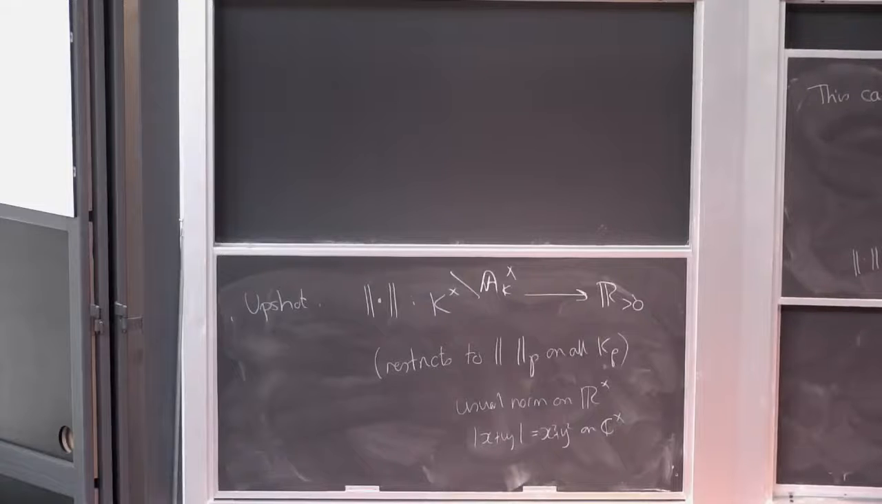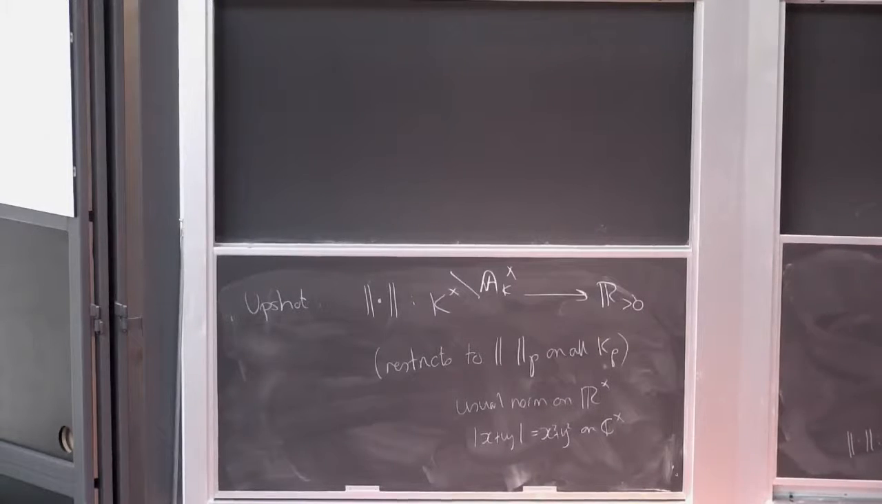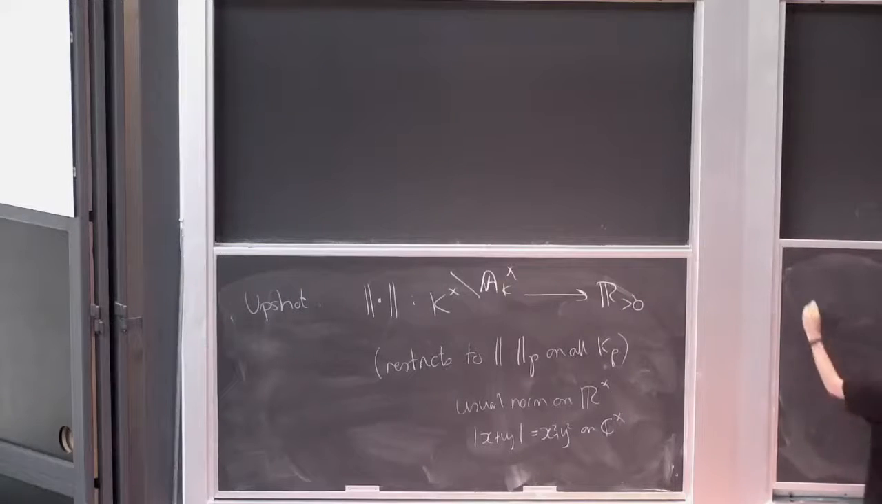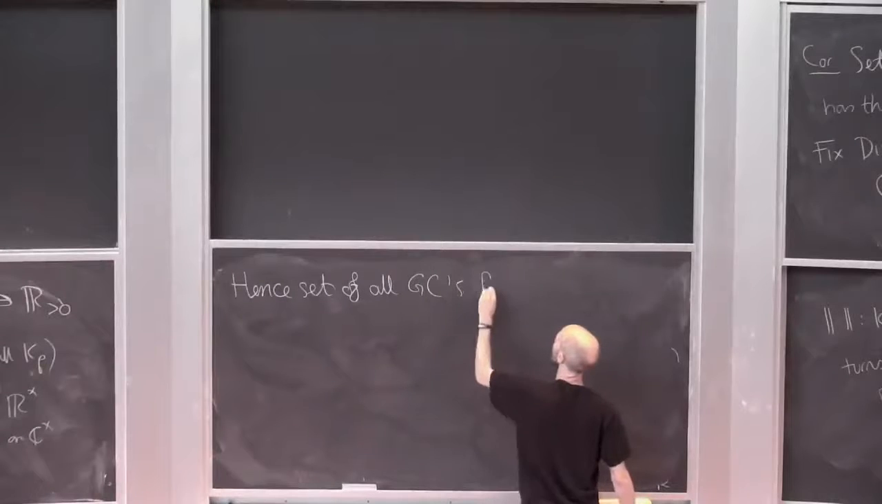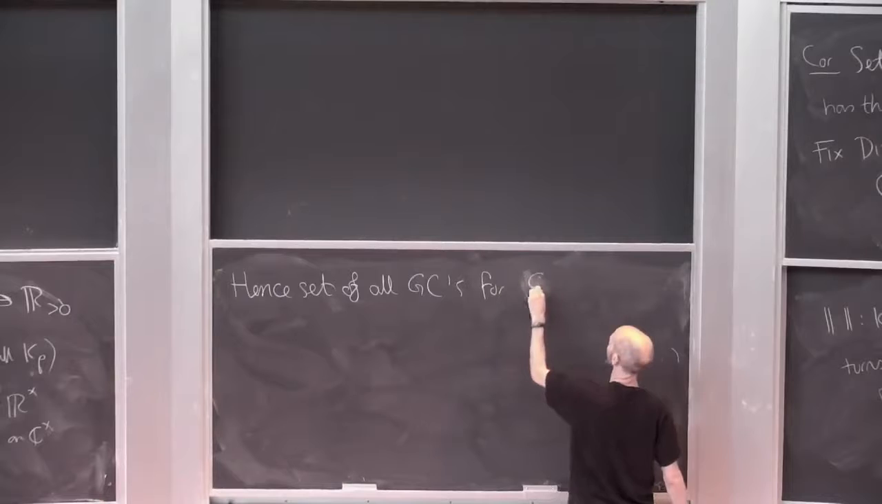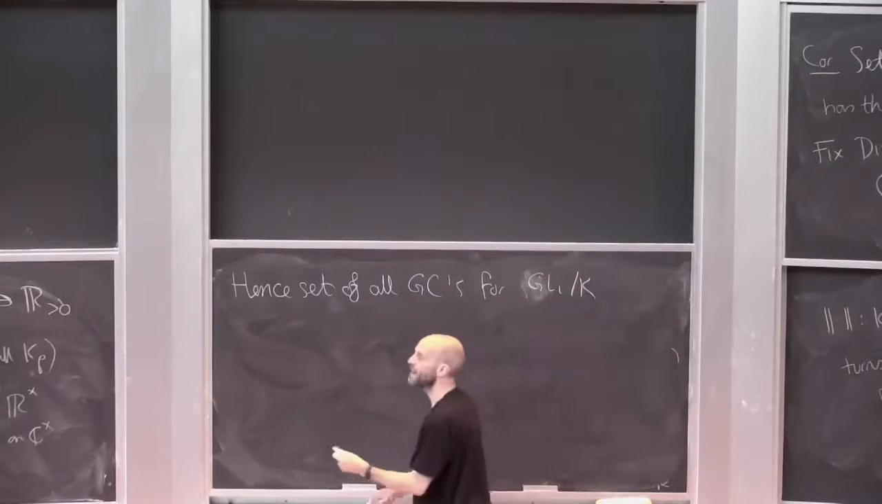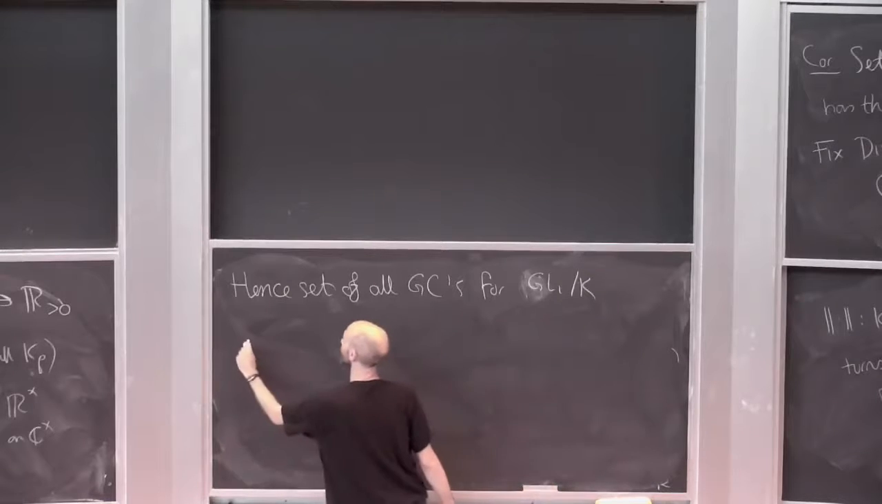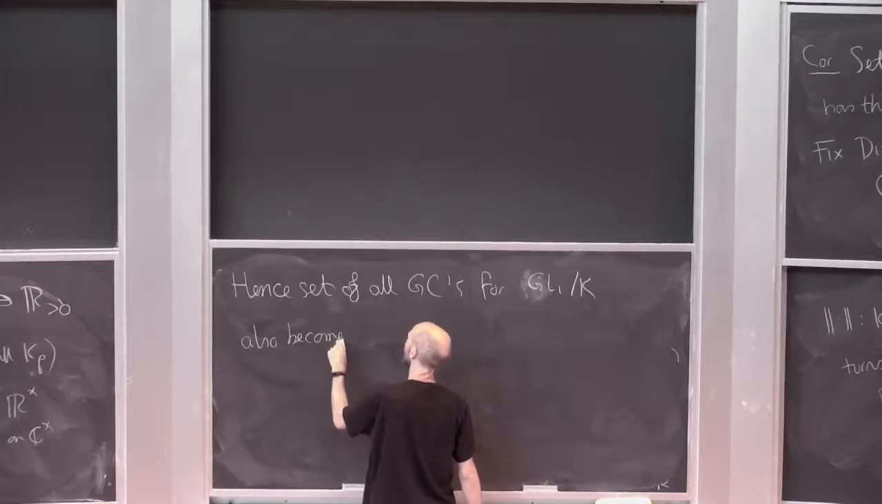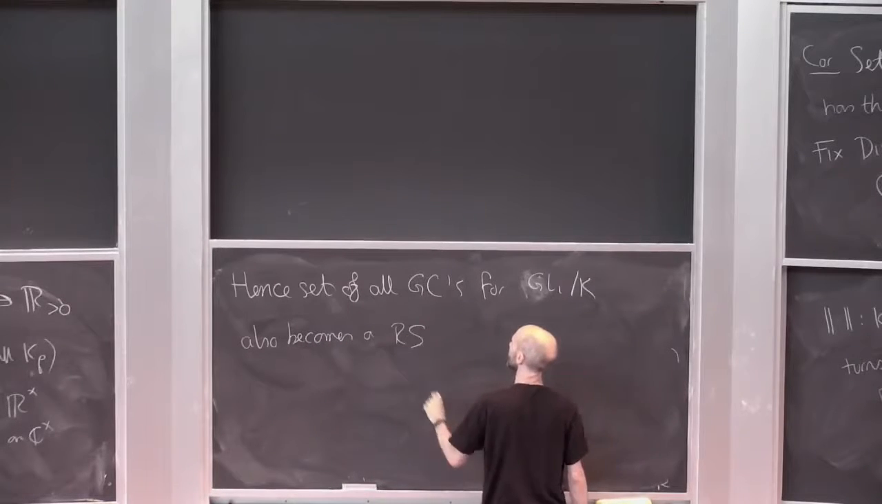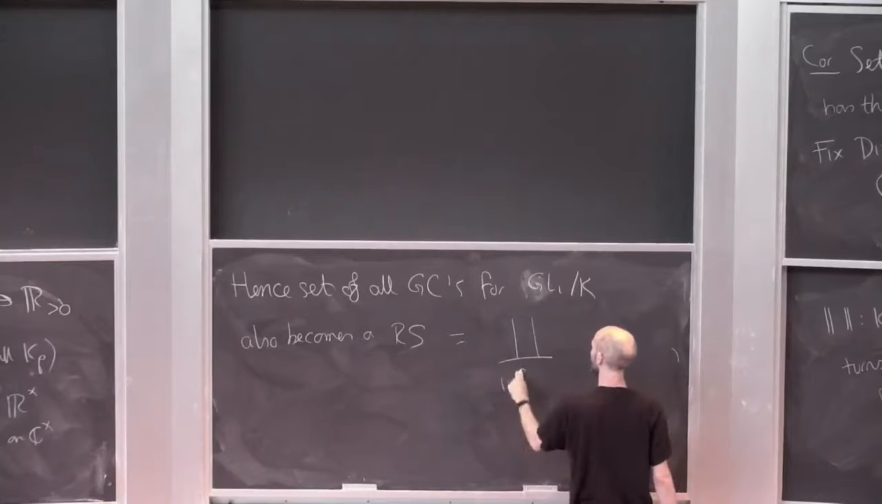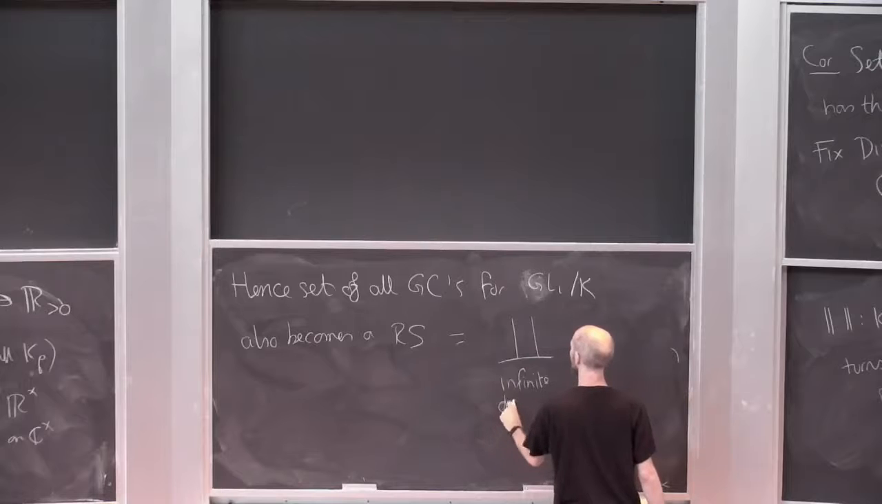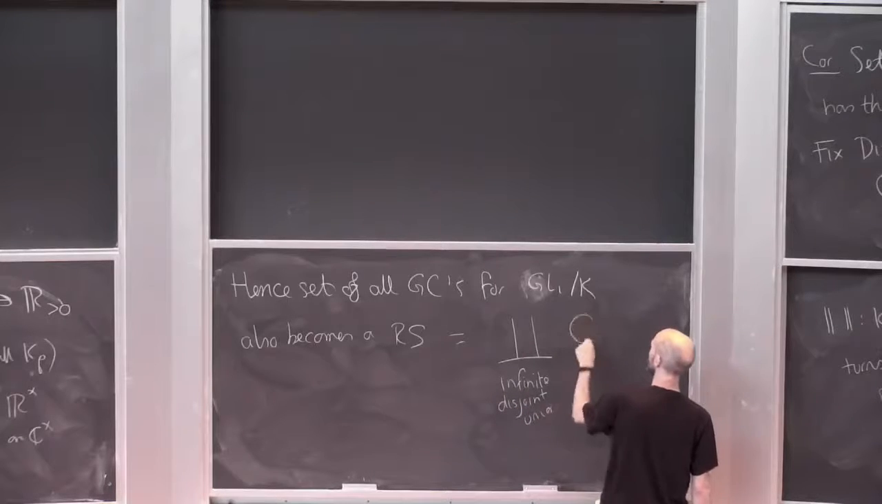So that's what happens. So we now have an analog of what we had for the rational numbers, you see. We've got this random thing, and so now you can do the same story, right? So hence the set of all Grössencharacters for K, for GL1 over K, if you like, also gets the structure of a very, very uninteresting topologically Riemann surface, right? Also becomes a hugely disconnected Riemann surface, okay? It's just an infinite disjoint union. Still looks the same. Infinite disjoint union of copies of C, right?